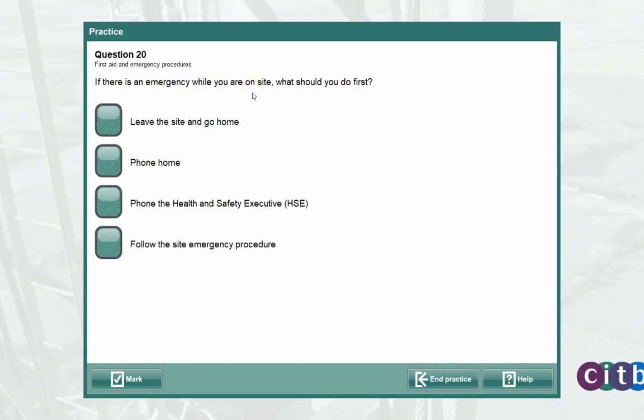If there is an emergency while you are on site, what should you do first? Leave the site and go home. Phone home. Phone the Health and Safety Executive, HSE. Follow the site emergency procedure.